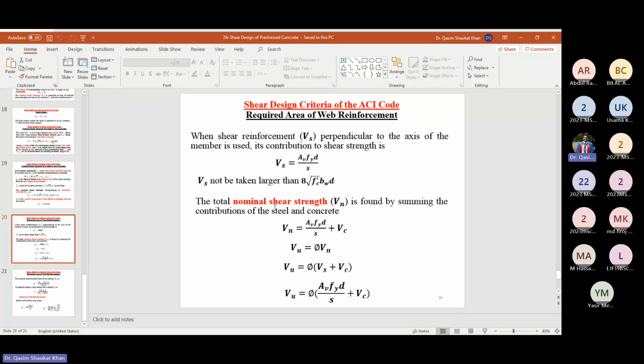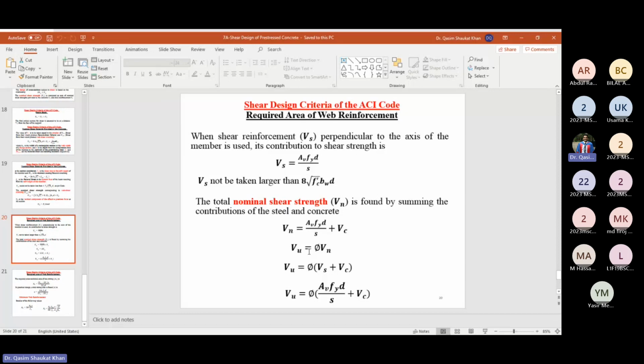Now, the total nominal shear strength is found by taking the summation of the contributions of the concrete and the steel. So this is the contribution of the steel part. This is the contribution of the concrete part, which should be the smaller of VCI and VCW. The design requirement is that the design shear strength should be equal to or greater than the applied shear. So the minimum is that the design shear strength is equal to the applied shear.